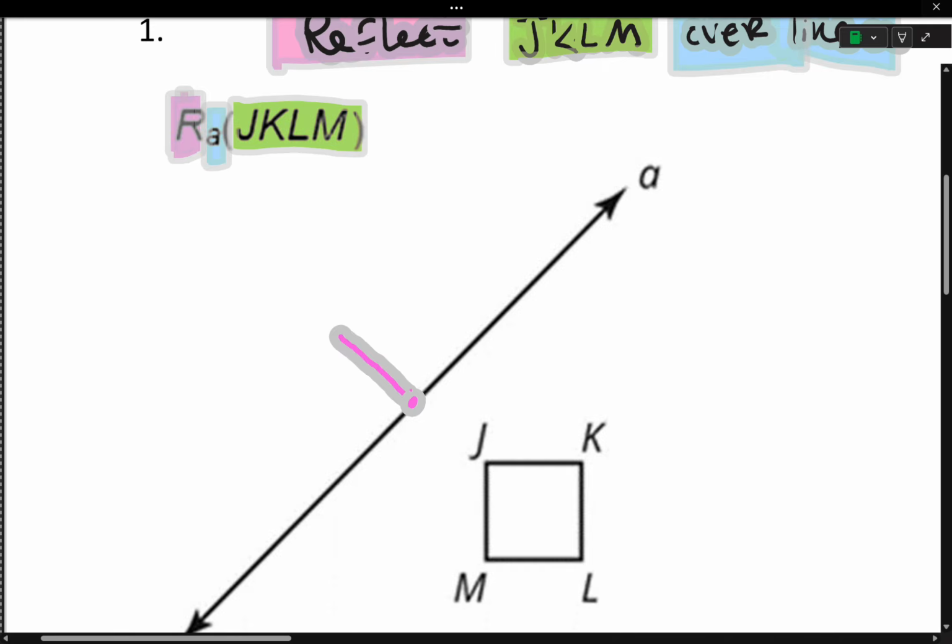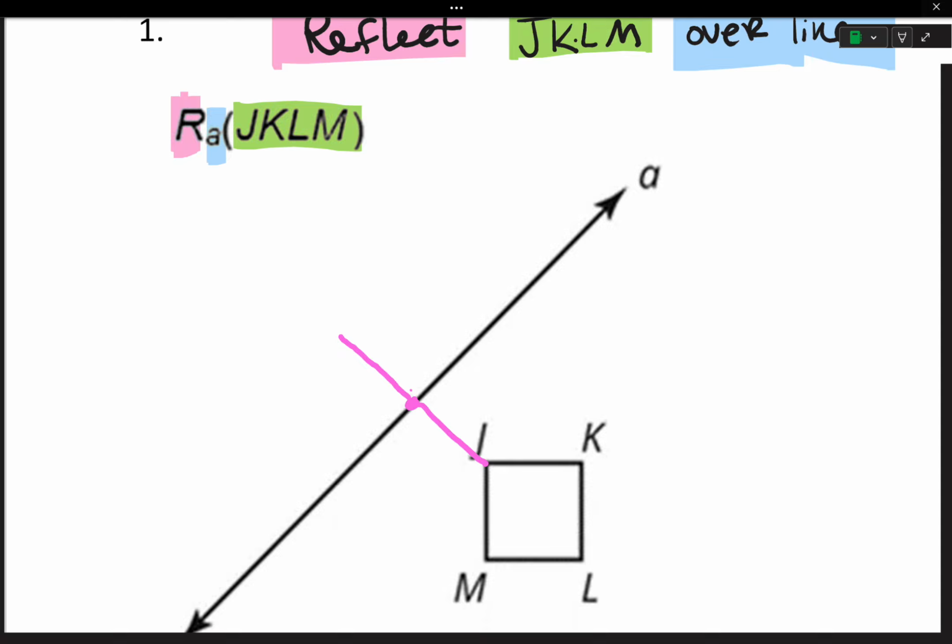So what it really looks like when I do this by hand, or when you're going to do this in your notes, is us connecting J to line A, right? And then continuing that same distance to the other side. I'm going to mark the end of that distance with J prime. Now let's do the same thing with K.